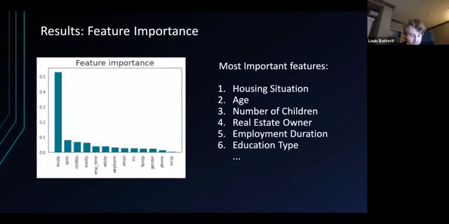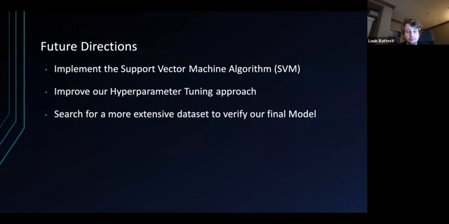From our analysis, we extracted the most important features in this assignment. They are the housing situation, the age, the number of children, the housing status, and extra. In the future, we want to implement the support vector machine learning algorithm, SVM. We want to improve our hyperparameter tuning approach and search for a more extensive data set to verify our final model.